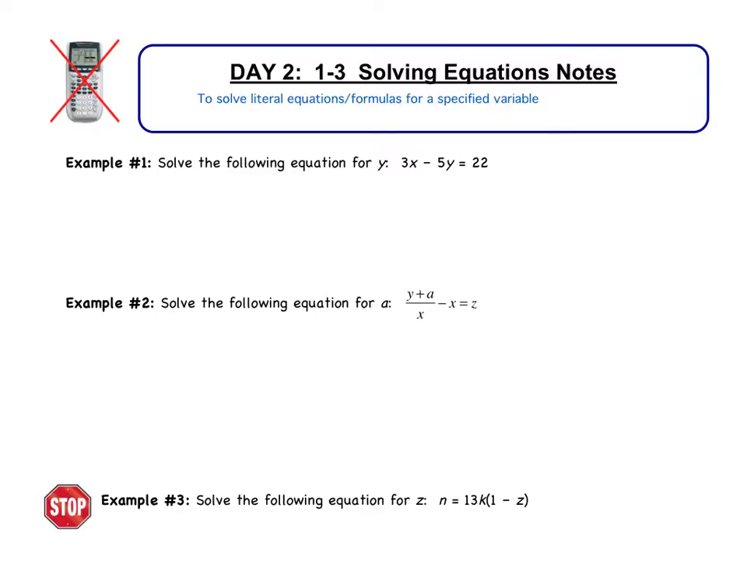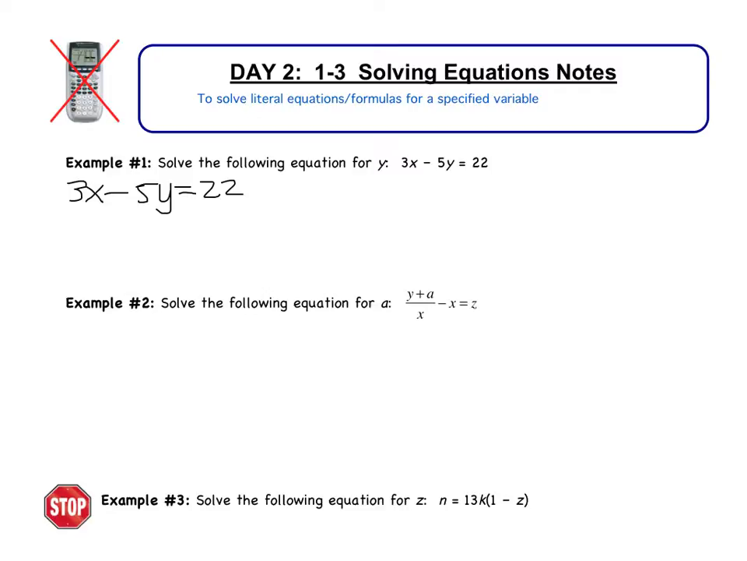So this is no calculator. Looking at example 1, it says solve the following equation for y. It says 3x minus 5y equals 22. Now in this case, you have an x and a y. You have two variables, but only one equation. So you know that you can't get a number for y. Instead, you're going to get another expression or another equation. So I'm just going to rewrite our equation. We have 3x minus 5y equals 22.